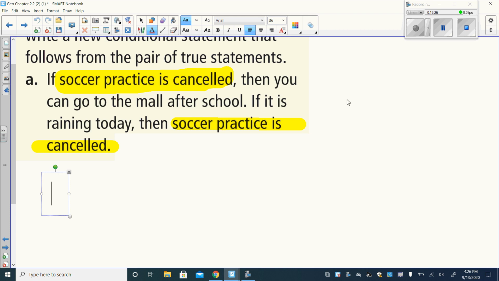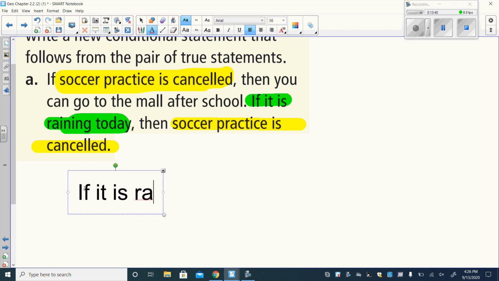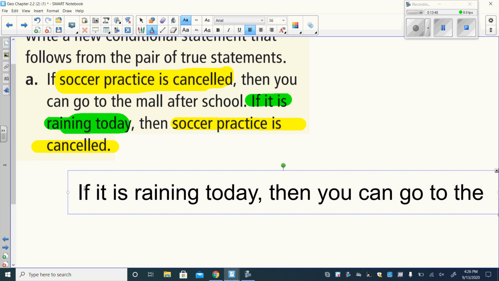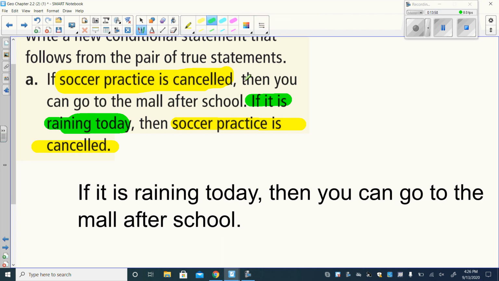Now when we plug these back in and rewrite it, the one with if goes first. If it is raining today. That goes first, because if always goes first in these statements. If it is raining today, then you can go to the mall after school. And that's all we have to do for this here, because we matched up those two statements. So if it's raining, then you can go to the mall after school.